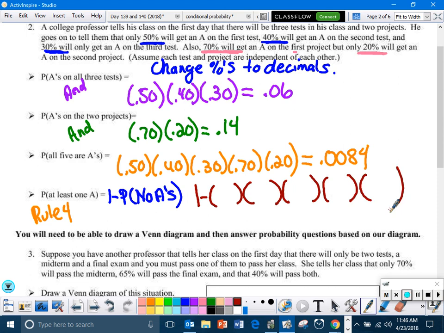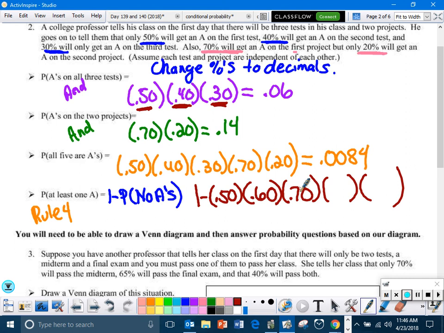Okay, so the probability of getting an A on the first test is 50%. So not getting an A would then be 50% or 0.50. The second test, the probability of getting an A is 0.40. So the probability of not getting an A is 0.60. Okay, if 40% is getting an A, 60% is not getting an A. The third test, you got a 30% chance of getting an A. So that means not getting an A is 0.70.